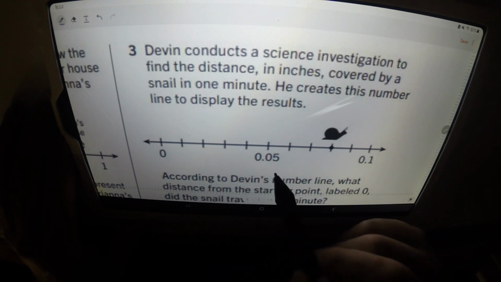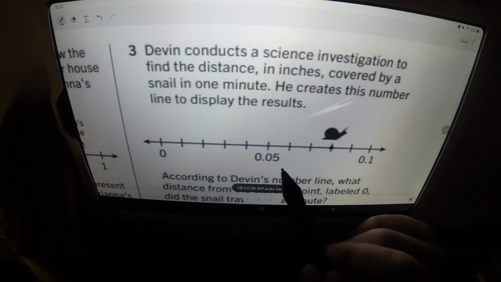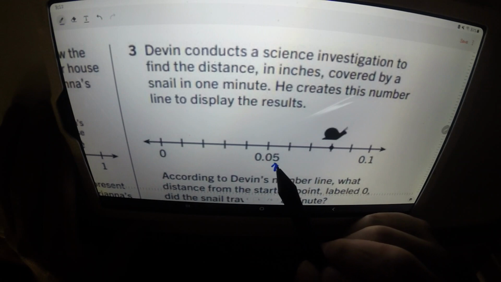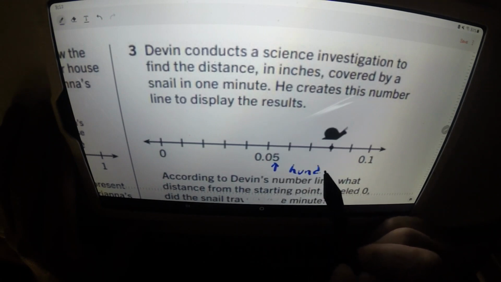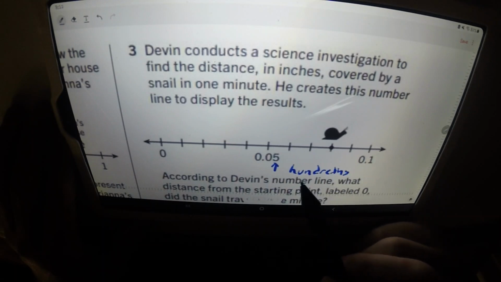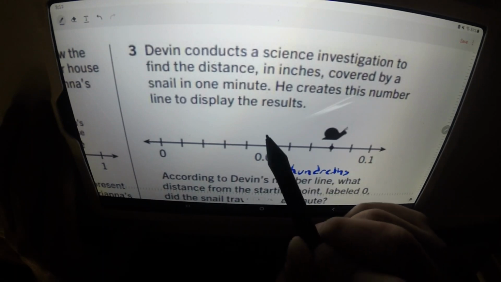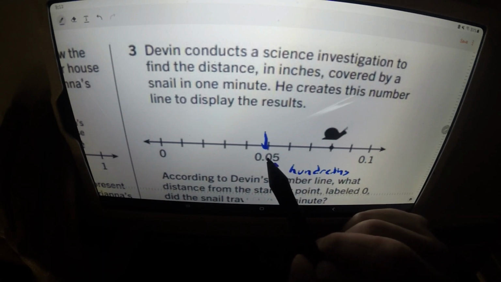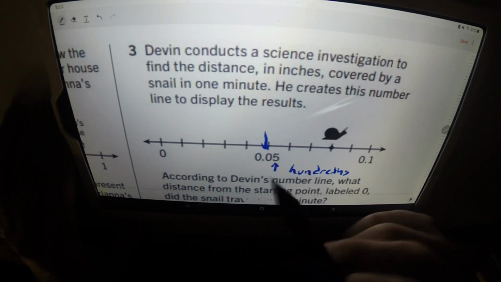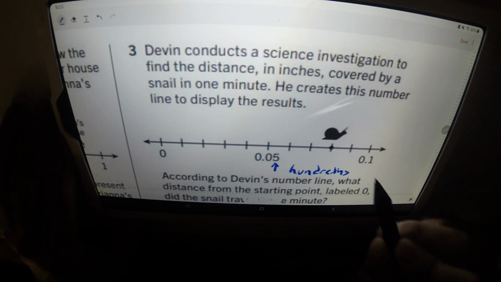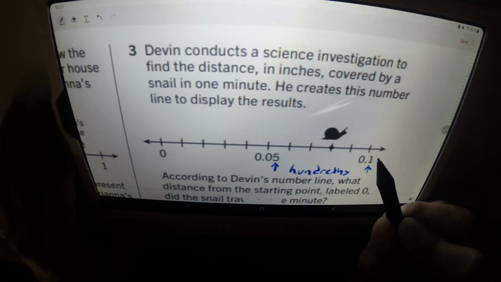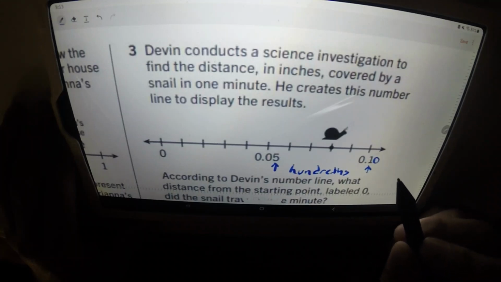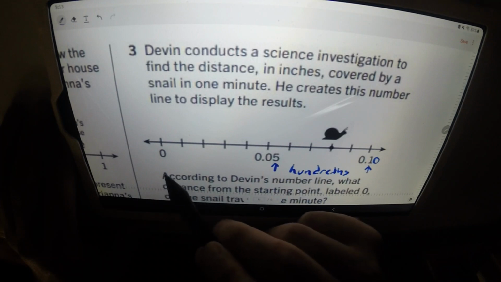All right, so we can notice that they give us the 0.05. Let's remember this digit right here is hundredths, because it's in the second digit. If it was this first digit, the 0 right here, that would be tenths, which is what this is represented by. This 0.1 is tenths. Now if we wanted to extend this out to hundredths, it would be 0.10, right? So basically it's from 1 to 10.